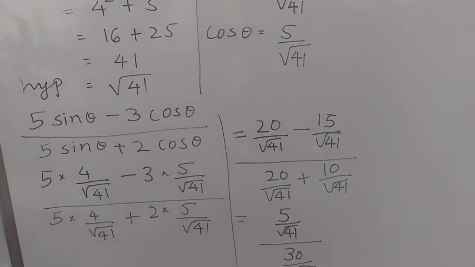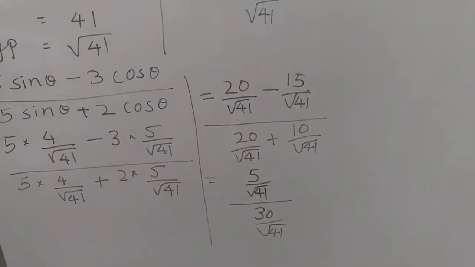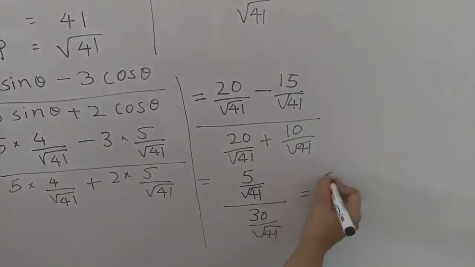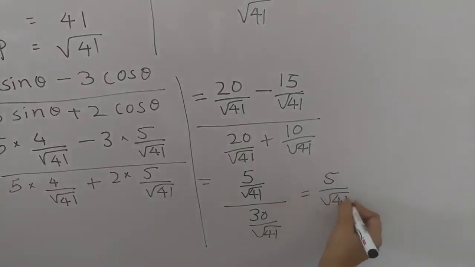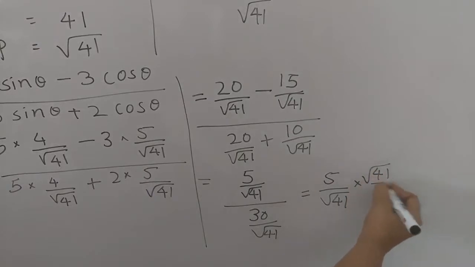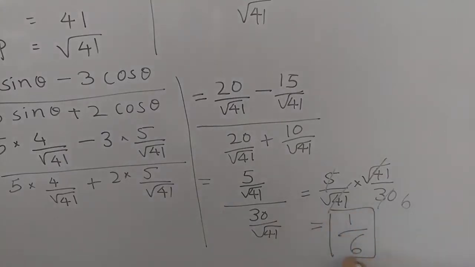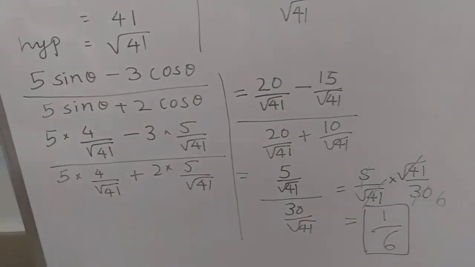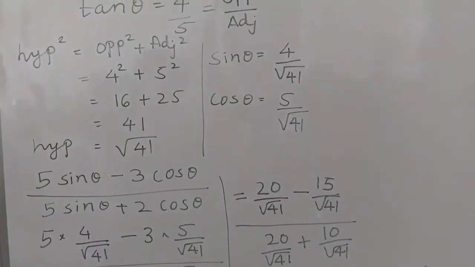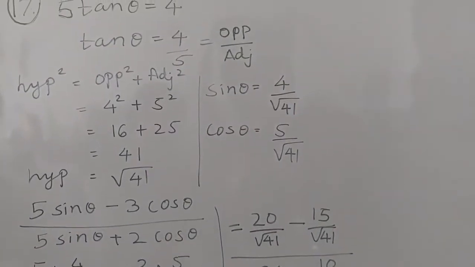Now solving this accordingly by taking reciprocal. So here I take 5 by square root 41 multiplied by square root 41 by 30. So this square root 41 cancelled and 5 6s are 30 here. So I write here answer is 1 by 6. This is the final answer we found here, 1 by 6 of question number 17. So any question can be solved like this, students, using our sin and cos ratios.